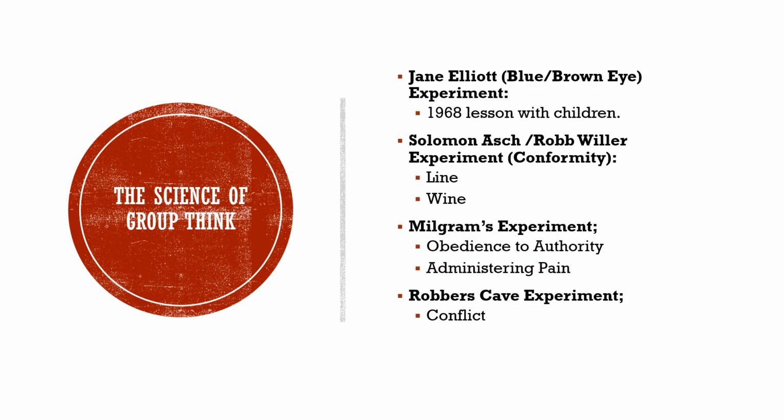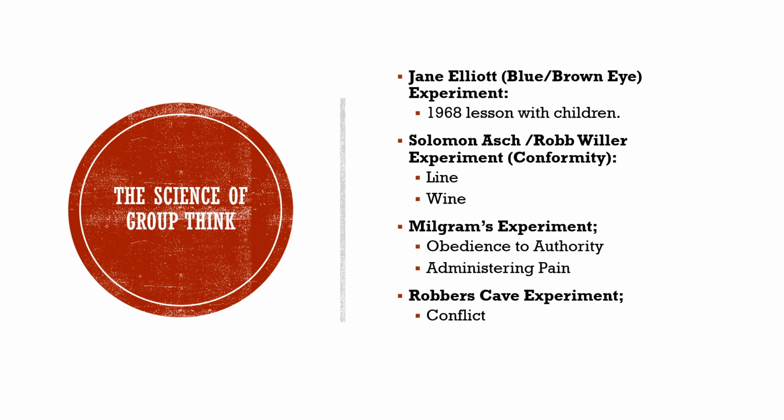So let's take a look at some experiments that go along with that drive to maintain a place within the group. The first one is going to be Jane Elliott's blue-eyed, brown-eyed experiment that took place in 1968 with children in her classroom. Now let's keep something in mind: this experiment would never have been allowed in today's society. So Jane Elliott is a teacher.